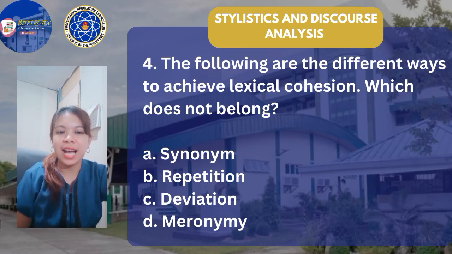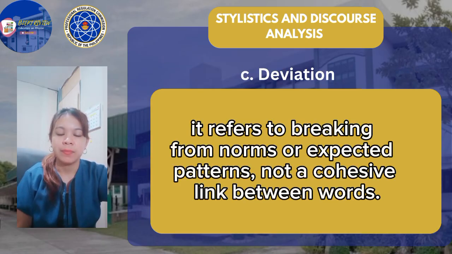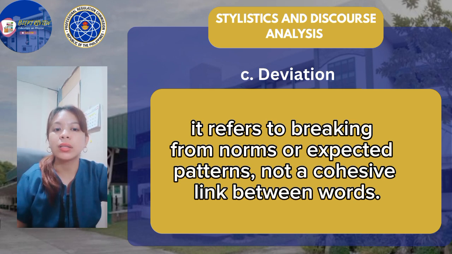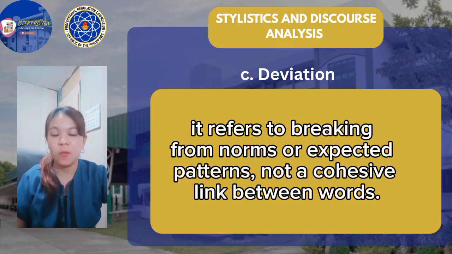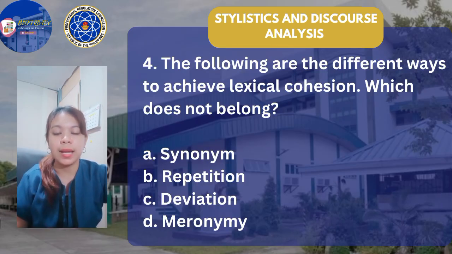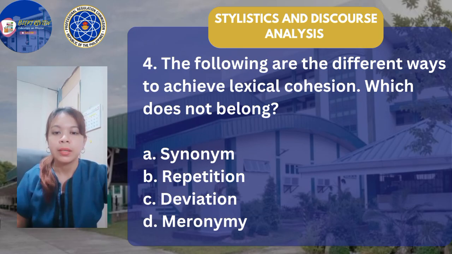Okay, let's reveal the correct answer for number 4. We have the letter C, the deviation. What do you mean by deviation? It does not belong among the list because it refers to departure from norms or expected patterns, not a cohesive link between words. That's why deviation is the correct answer. Now, let's proceed to the incorrect letters, or the incorrect words that we have in these choices.